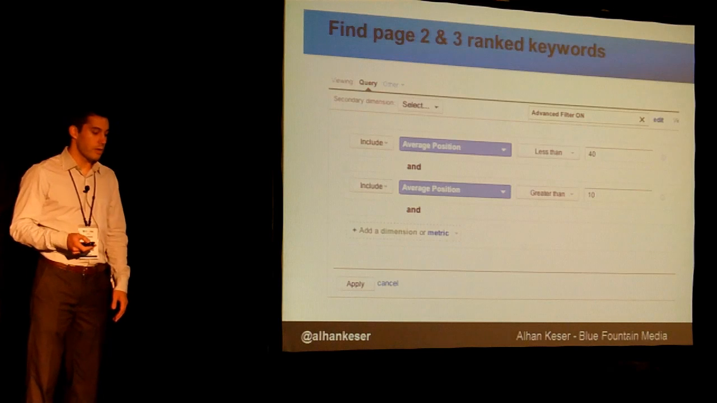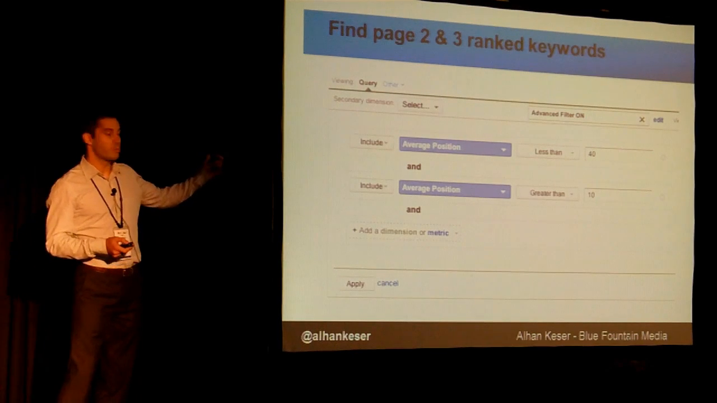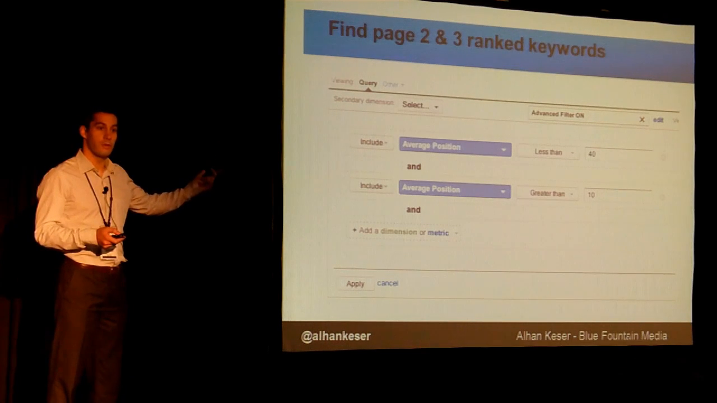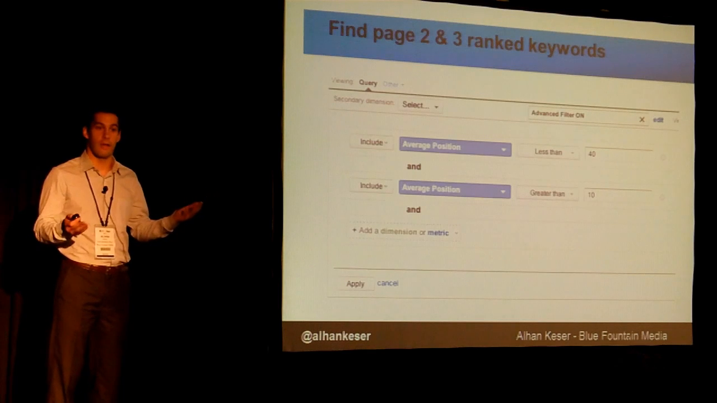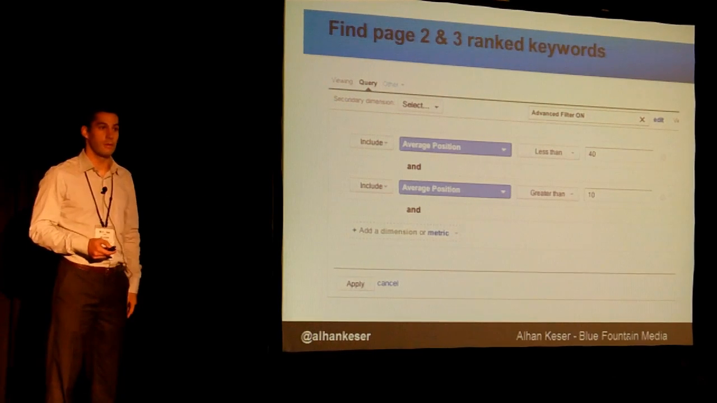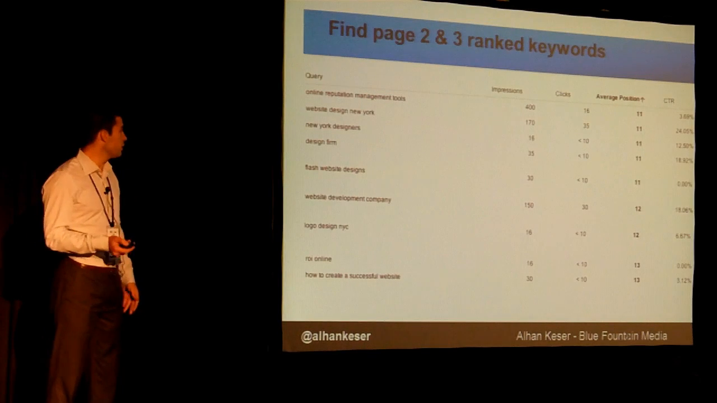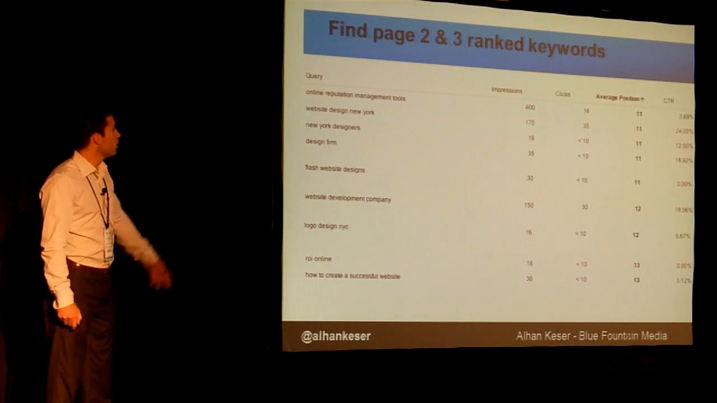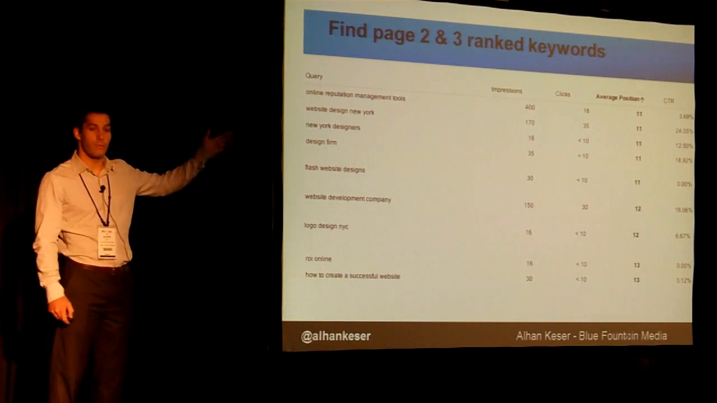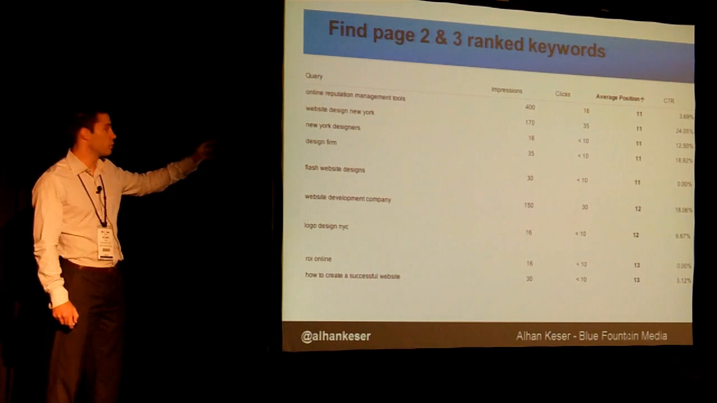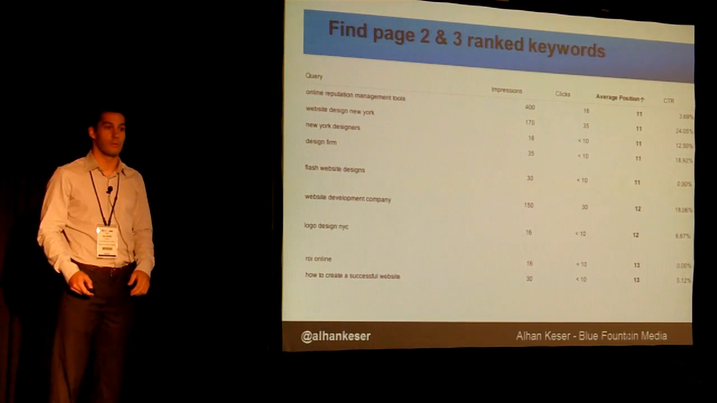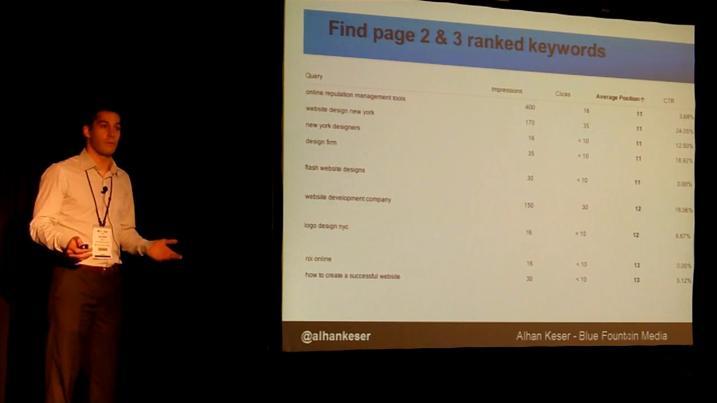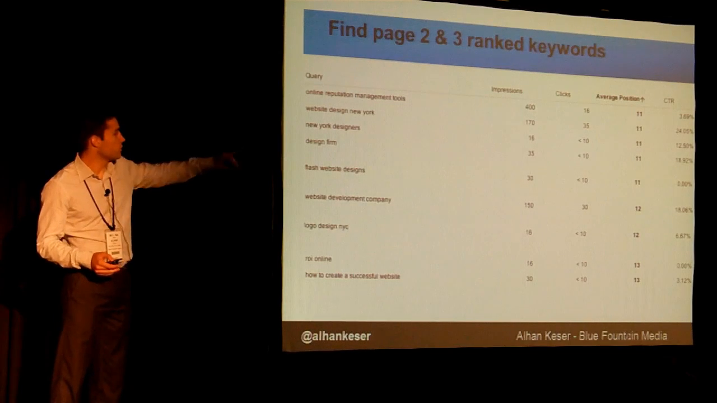If you do a filter and you say, I want to show average positions of less than 40 and above 10, so that's positions 11 to 39, so pages 2 to 3, you'll be able to show a list of keywords here. So I did this for our own website, bluefountainmedia.com, and I found that we got 400 impressions on Google search results for the keyword online reputation management tools. That's not even a keyword we're going after, but that's a keyword I would love to rank on page 1 for. And it looks like we have an average position of 11.